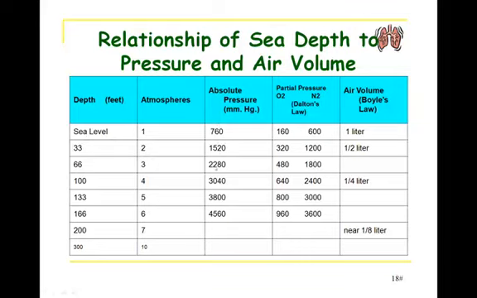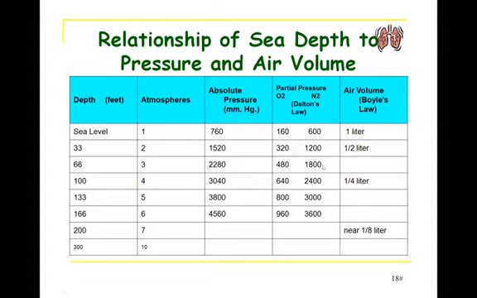Here you add another 760, you're at 2280. So 33 feet is a magic number. Every 33 feet below the surface, you'll have an increase in pressure of 1 atmosphere. And 1 atmosphere corresponds to 760 millimeters of mercury. So what's the big deal?